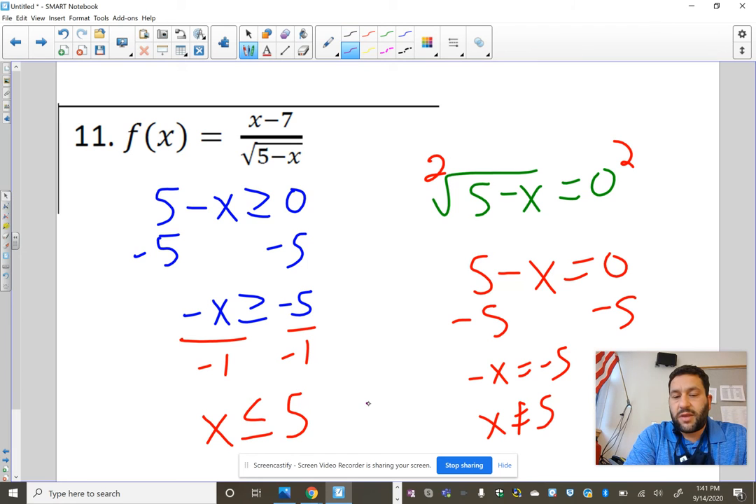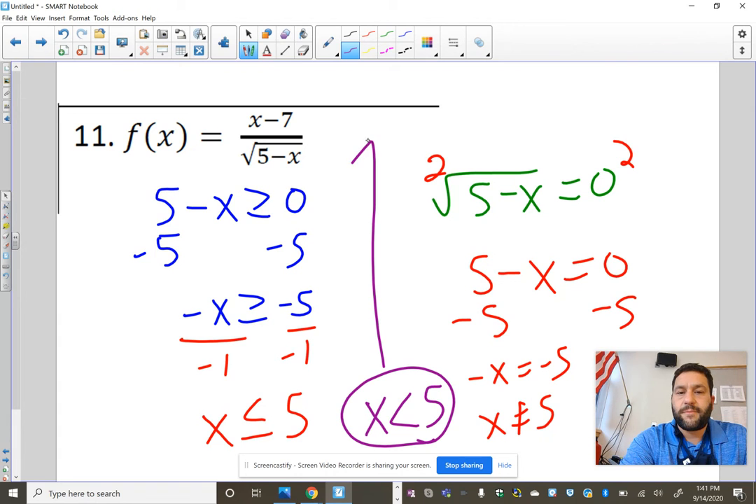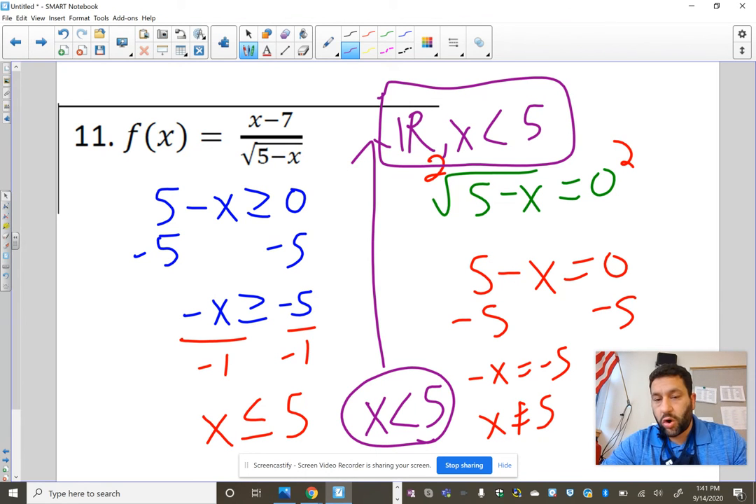So what is that? It's just that our domain will be all values less than 5. So we would say all real numbers where x is less than 5. This boxed in answer, or boxed in work, is your answer.